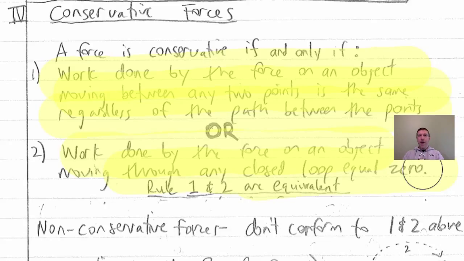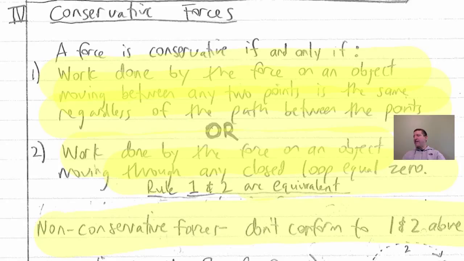So it doesn't matter if I do this either, same different path, same starting and ending points, gravity again has done no work. So second way to look at it is if you carry something through a closed loop, a conservative force will do 0 work. These are both the same. So let's talk about non-conservative forces, and these are simply forces that do not conform to either of these 2 rules. Non-conservative forces don't conform to rule 1 and 2, and either one is just as good.